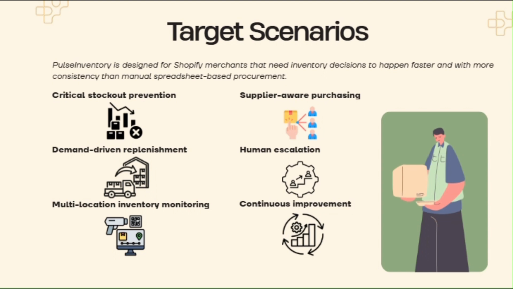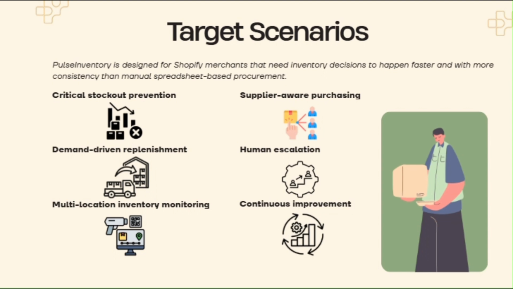Some scenarios include critical stockout prevention. For example, when the stock level reaches 0 or below the reorder point, the agent will detect the demand velocity and supplier lead time and recommend action. Second, demand-driven replenishment. For example, recent acceleration in sales, the forecasting layer will estimate this future demand and the agent will adjust the reorder quantities.